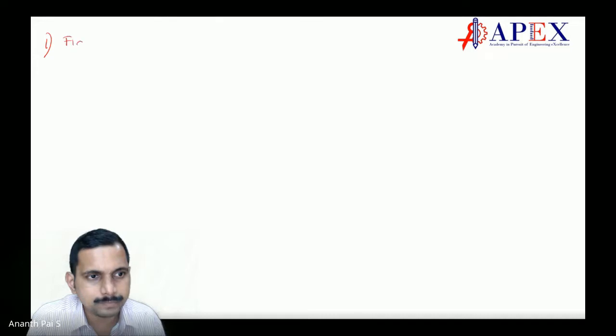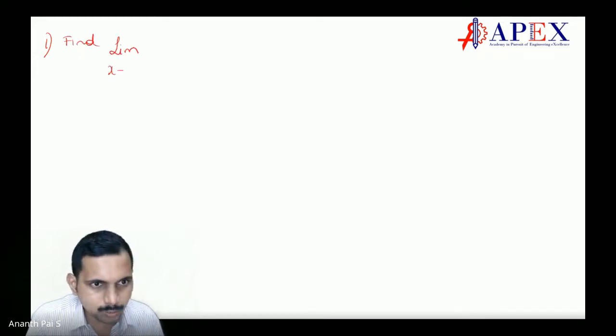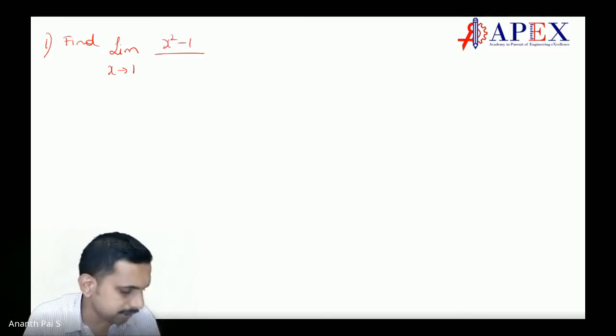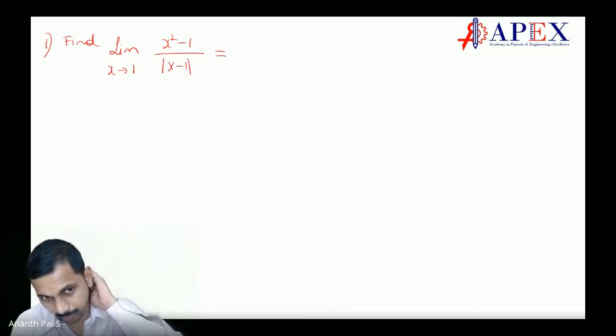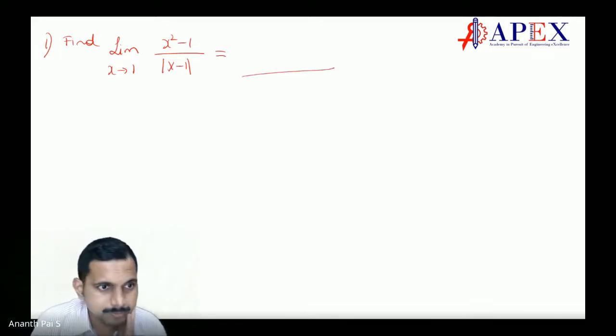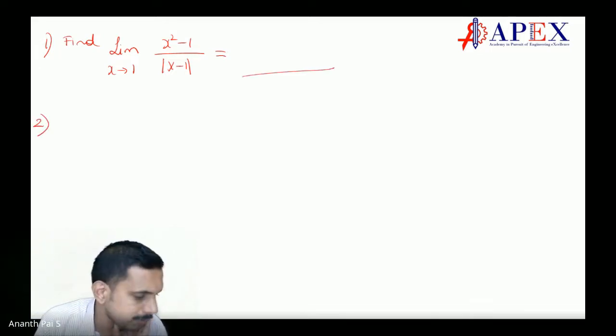Find the limit as x tends to 1 of (x square minus 1) divided by the magnitude of x minus 1. Can you find what it is, students? First question. Second question, I'll put one by one.